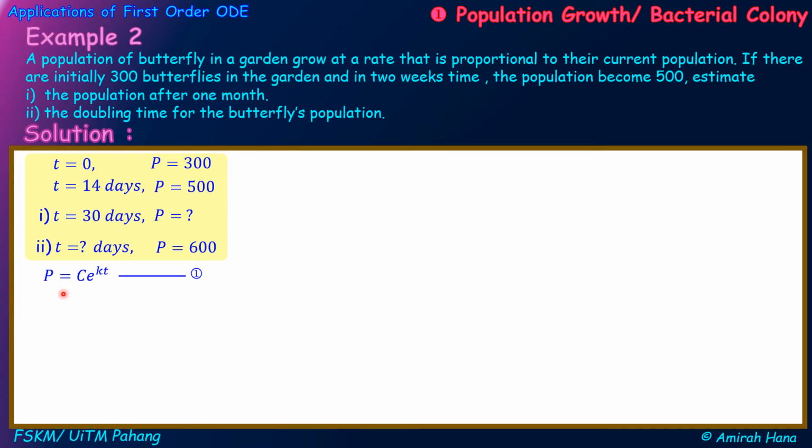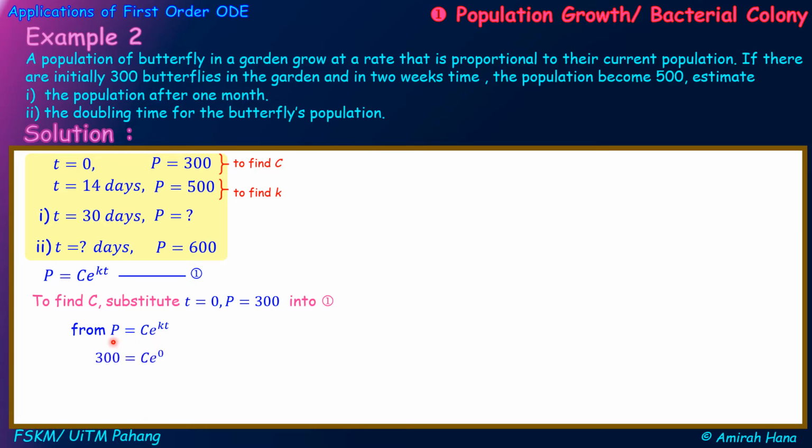From the previous slide, we get P equals C e to the power of kt and we name it as equation 1. Then we can use the first information to find C and the second information to find k. To find C, substitute T equals 0, P equals 300 into equation 1. So from equation 1, P equals C e to the power of kt, then we replace P equals 300 and T equals 0.